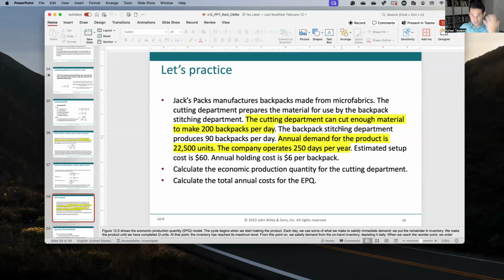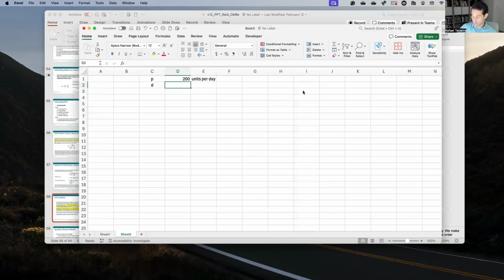The backpack stitching, which receives these backpacks, produces 90 backpacks per day. So their demand is 90. They produce 90, they need 90. Okay? So that's our D. 90 units per day. You see, these guys are producing at a given rate. These guys are consuming at a different rate. If we quickly do D divided by P, it's consuming at a rate of 0.45 units of backpack. So if you multiply this, the remaining is what goes to inventory.